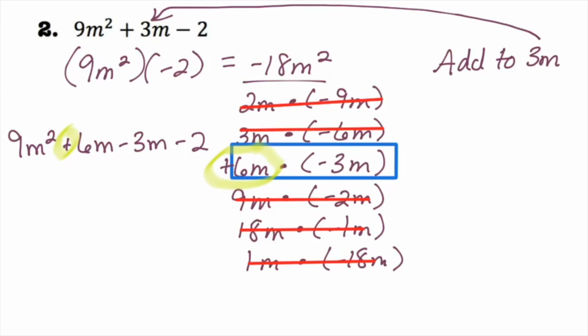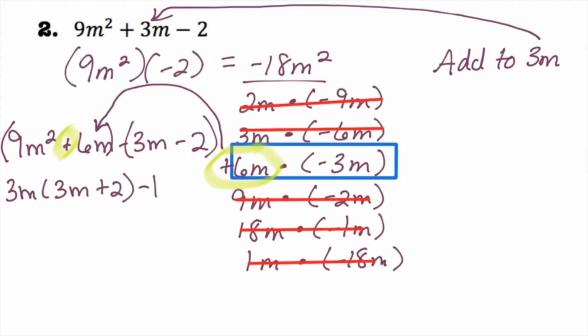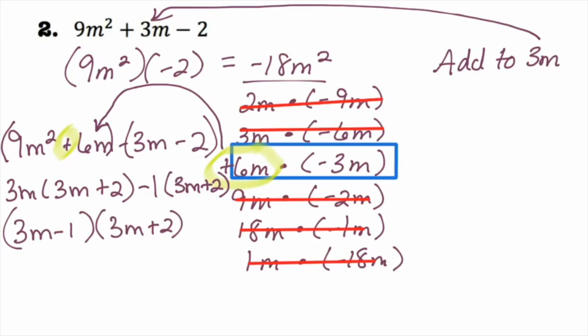So now we're going to group and factor. We put parentheses around the left and the right. Find the GCF of the left-hand side, the GCF of the right-hand side. Put your two GCFs in one parentheses and your common binomial in your other. And you have your final answer.